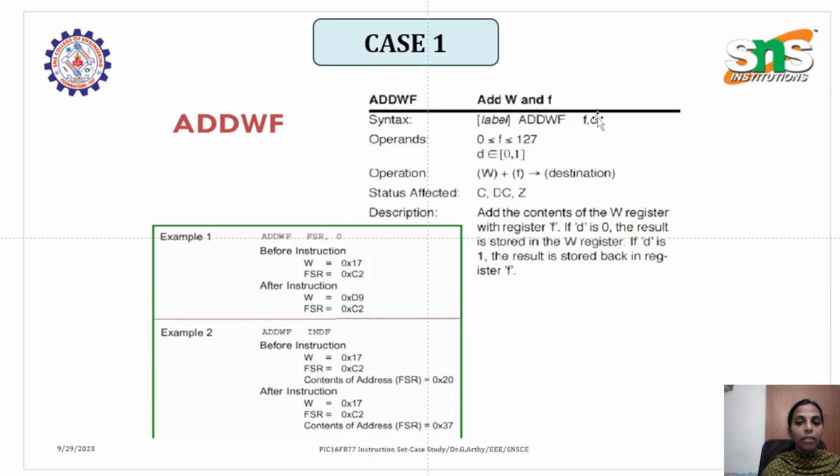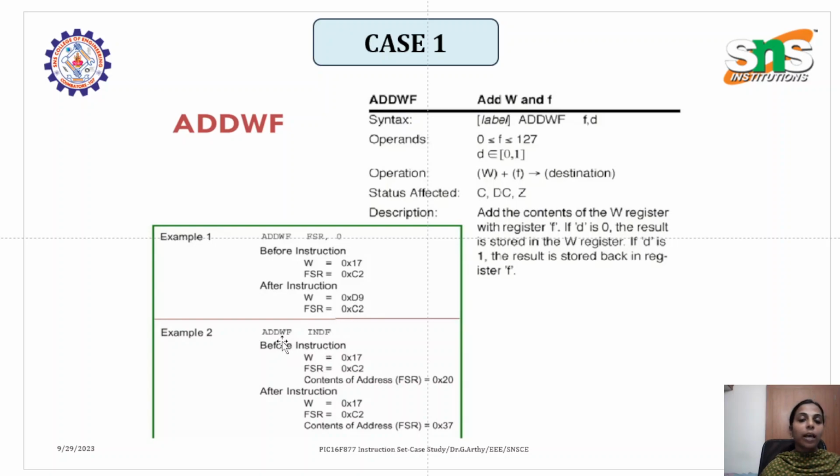This is the syntax. This is D. D could either be 0 or 1. If it is 0, the result will be stored in the working register. If it is 1, the result will be stored in the file register. In this case, D is equal to 0, and so the result has to be stored in the working register. Now see, after execution of the instruction, the value in the W register has been replaced by the new value, that is, the result of addition of these two values. So this is one case.